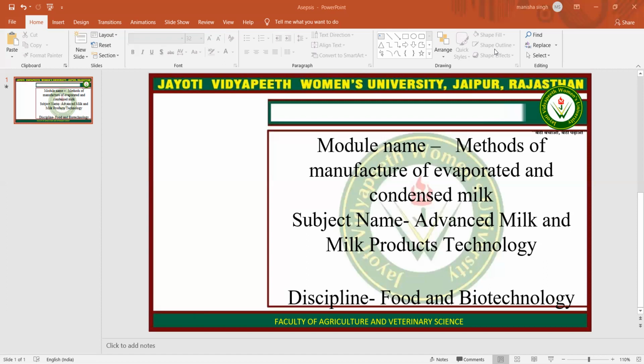After that, cooling and crystallization. Quick cooling is desired to delay age thickening and discoloration. The lactose present in milk plays an important role in determining the texture of condensed milk, as the size of the lactose crystals determines the relative smoothness of the product.